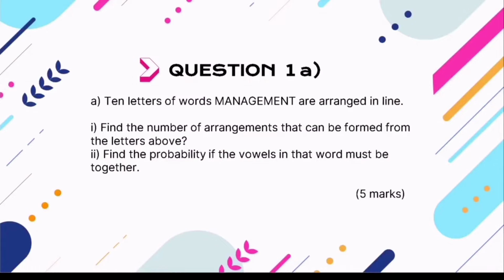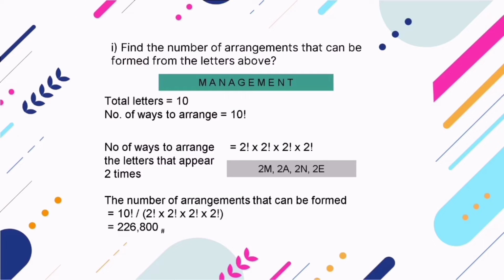Question 1A. The 10 letters of the word management are arranged in a line. For question A1, find the number of arrangements that can be formed from the letters above. The word given is management. In this word, we have a total of 10 letters. So, the number of ways to arrange is 10 factorial.